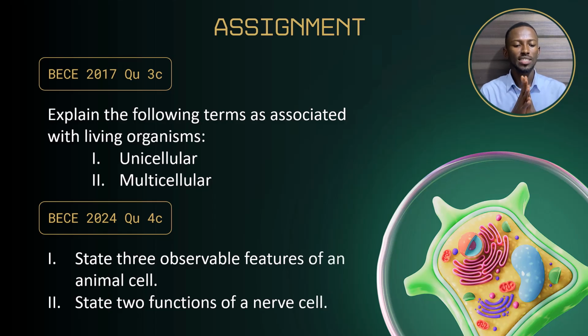Then we have 2024, just recently. Question 4C. State 3 observable features of an animal cell, meaning 3 parts of an animal cell. And I believe you'll be able to do that. And state 2 functions of a nerve cell. 2024, a nerve cell is an animal cell in a way. Please check 2024 BECE past question. If you do not have it, then go get any past question of your choice. Anyone that you like.